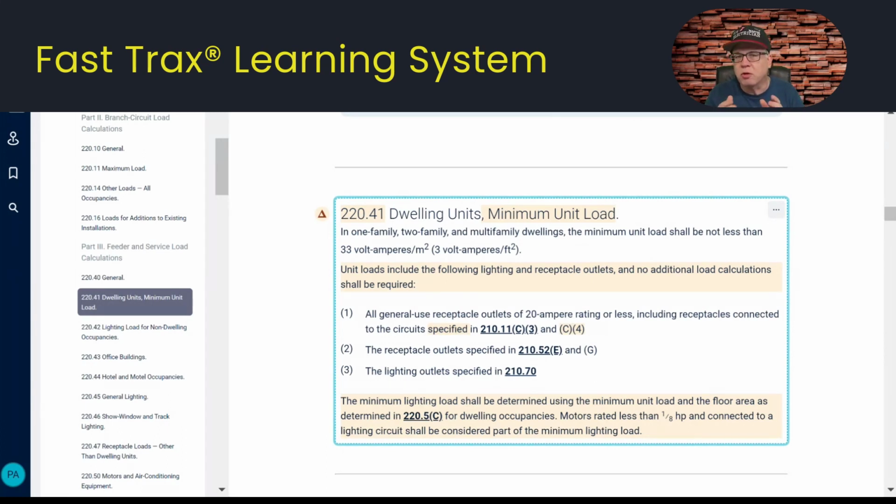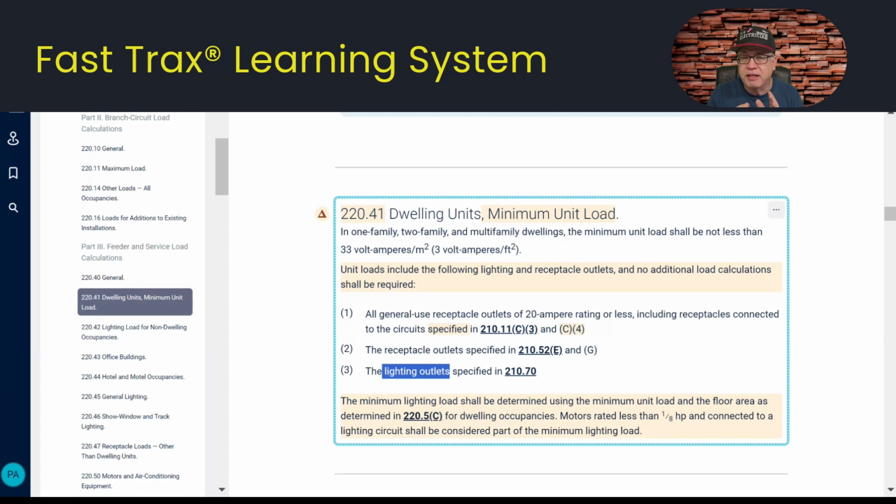So no additional load calculation is needed for that once you do this 3 VA per square foot calculation. All of that's included. And then lastly, of course, the general lighting outlets. That is all your normal lighting that is throughout your house, okay? All of that is already covered in that 3 VA per square foot. So you can see that 3 VA per square foot covers quite a bit.